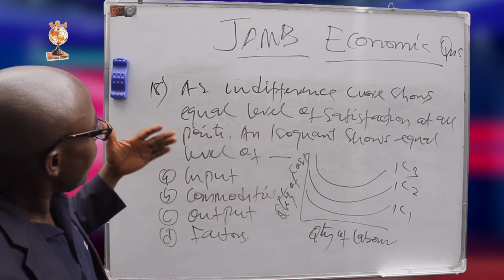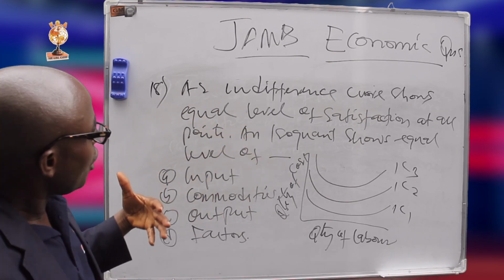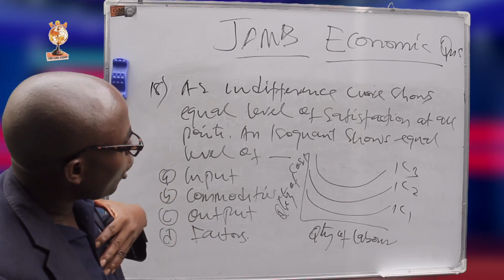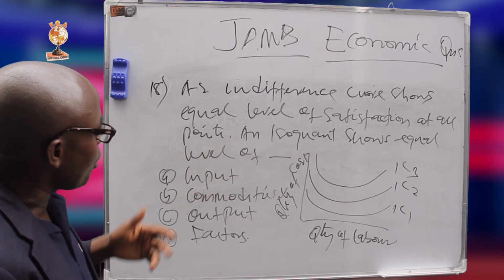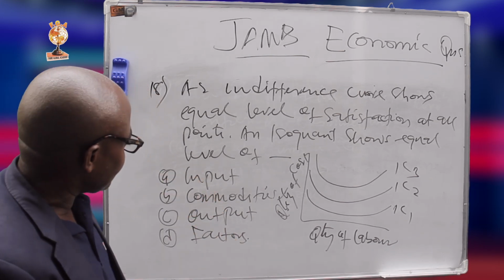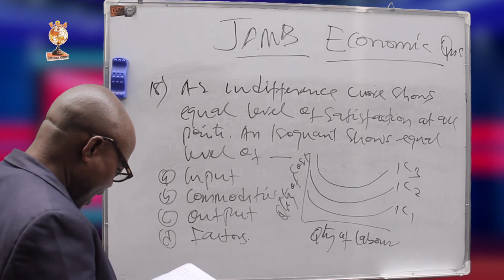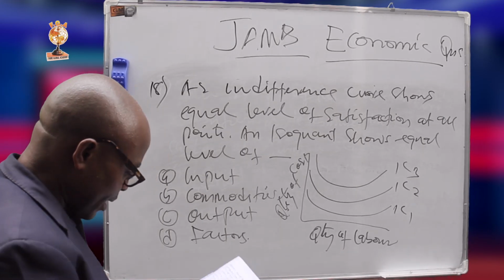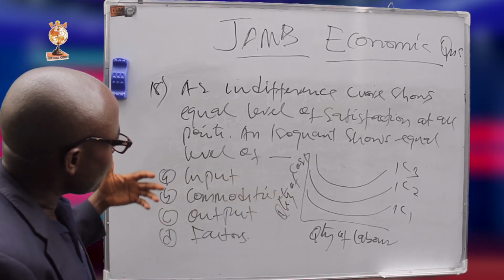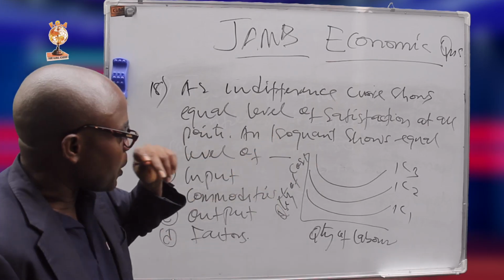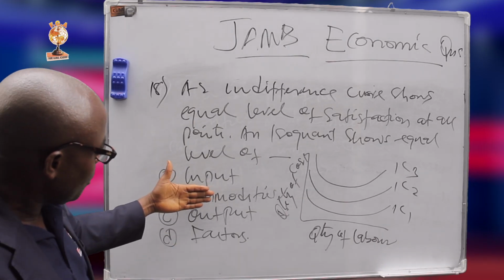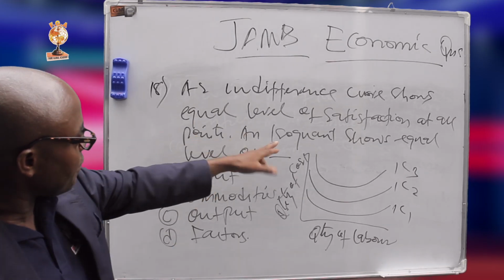We have seen that an indifference curve shows equal level of satisfaction. You know, in business, as I've said before, it all boils down to satisfaction at all points. Now here we're looking for the isoquant. An isoquant shows dash. The word isoquant there is equal quantity. Anytime you hear about isoquant, we're talking about equal quantity, trying to bring labor and capital together. So here we have inputs. Input does not fit in here.